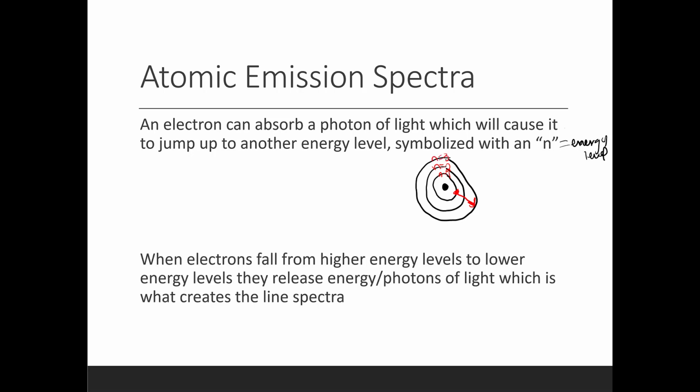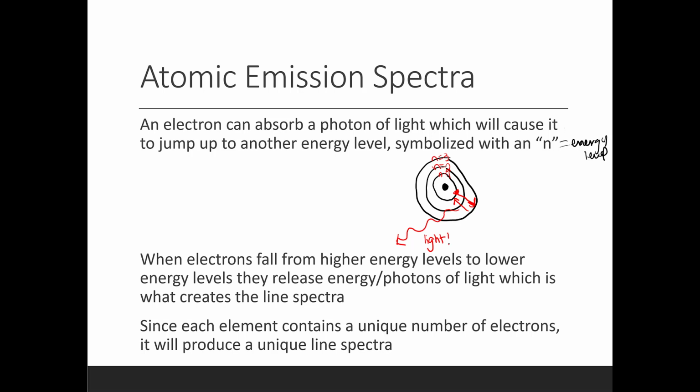When the electron got excited, it absorbed energy to get up here, but it can't just contain that energy forever. So eventually that electron is going to release energy and fall back down. And when it does, it releases energy in the form of light. So now we have light being released from that electron transition, and you saw that in the POGL as well. And that's what creates the line spectra.